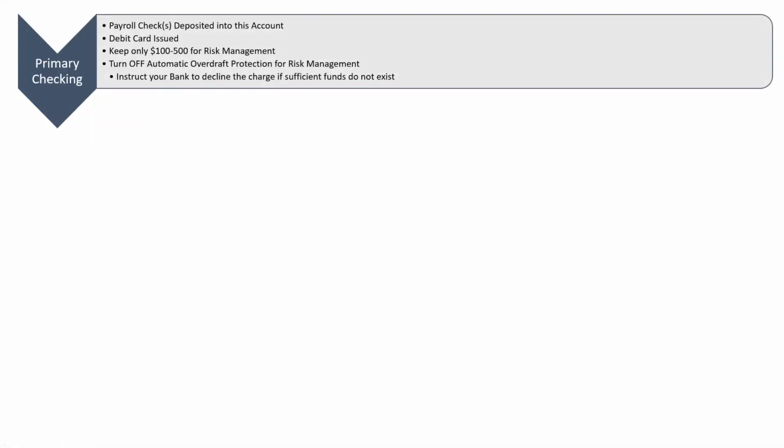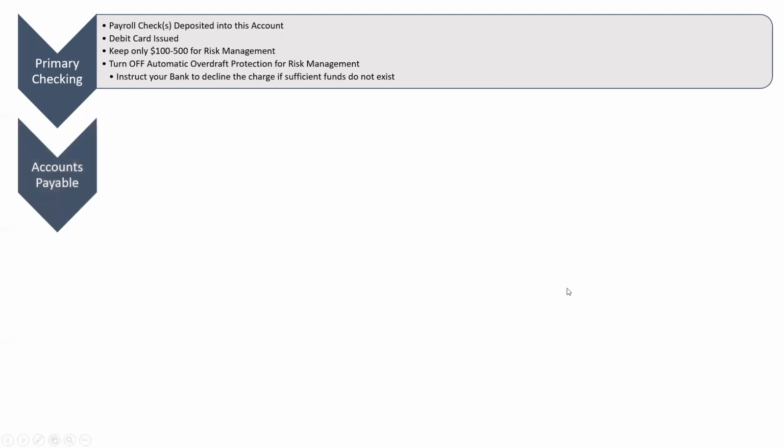So my primary checking account is where my payroll check is deposited. I do have a debit card issued for this account. I said I keep around $100 in this account, but if you're married, have children, you may want to bump that up. Again, I do that for risk management. I won't rehash that part. If you want to go back and listen to that, I give my full explanation on that. I do turn off automatic overdraft protection for risk management as well, and I instruct the bank to decline the charge if sufficient funds do not exist.